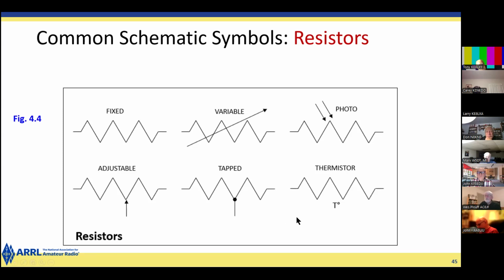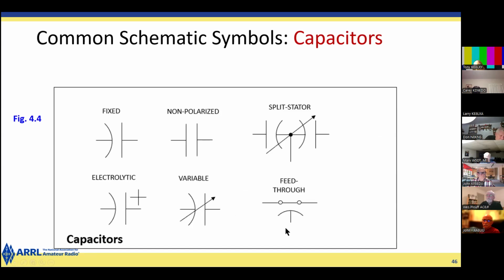And there's also something in the lower right called a thermistor. A thermistor is designed to deliberately change value by quite a lot depending on the temperature, and you can use those to actually measure temperatures. All right, so let's go on.